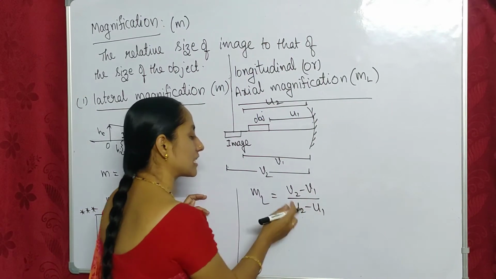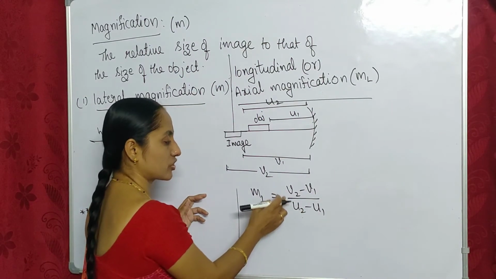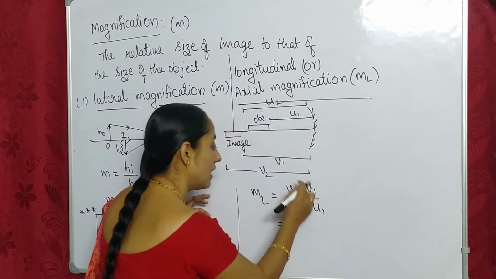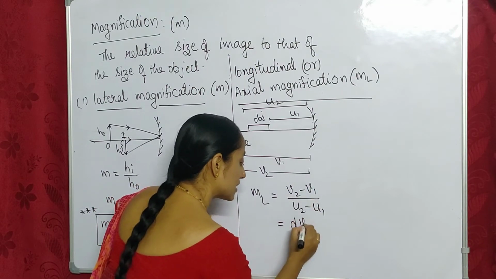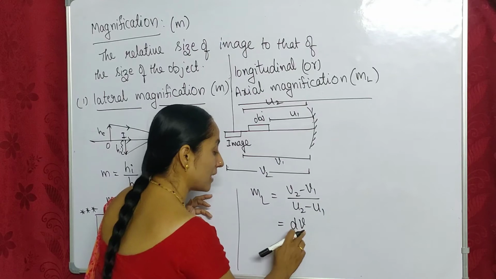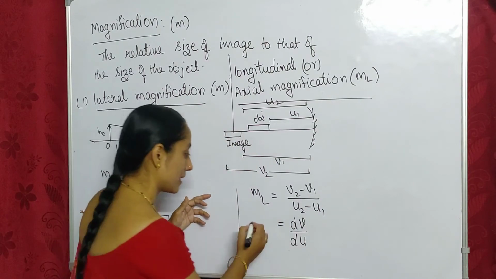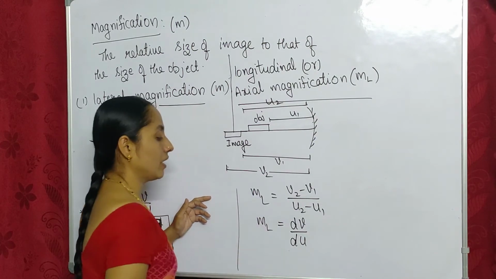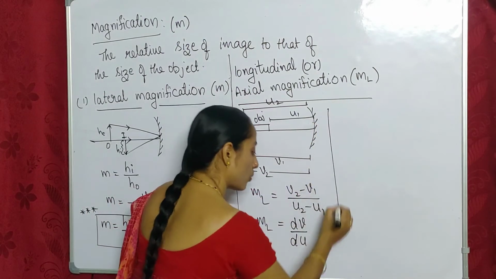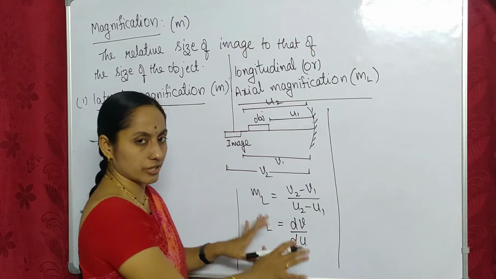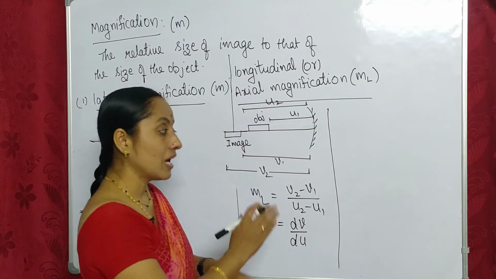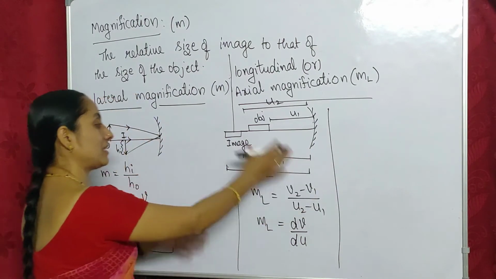Because it is a very small difference, I can write this as the change in image distance by the change in object distance. Yes, we can write. Okay. Now, we already know that this is the formula. You can leave it like this or convert ml in terms of m.